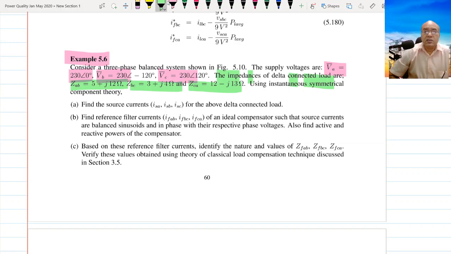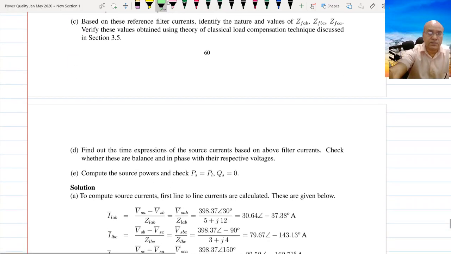Now using instantaneous symmetrical component theory, we have to compute the line source currents ISA, ISB, ISC without any compensation, and then find the reference currents IFAB, IFBC, and IFCA for an ideal compensator so that the source currents are in phase with the voltages and with unity power factor. Also find out the active and reactive components of the powers for the compensator, and based on that identify the nature and values of ZAB, ZBC and ZCA if we realize them using physical circuits. Okay, similar to what we have done previously.